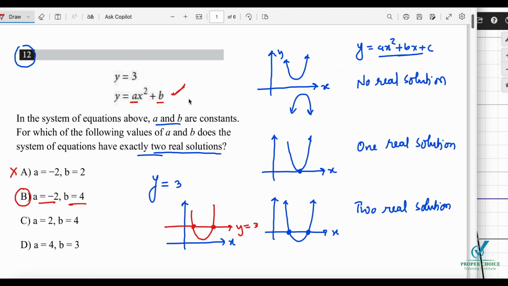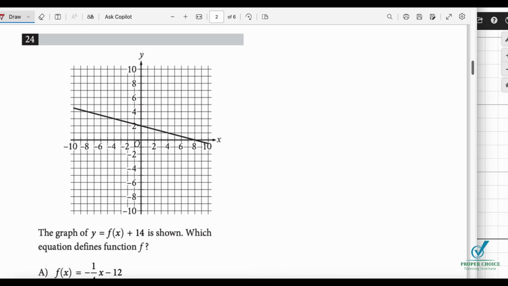Now don't waste your time checking C and D, because out of 4 there is only one correct option. So we go with option B as the right choice here. Now let's go to the next question.